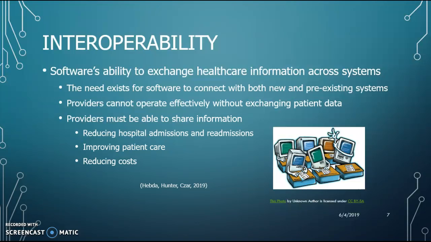Interoperability. This is the software's ability to exchange healthcare information across other healthcare information systems. The need exists for software to connect with both the new and the pre-existing systems. Providers cannot operate effectively without exchanging patient data. Providers must be able to share information. By sharing information, it reduces hospital admissions and readmissions. It improves patient care, and it certainly reduces the costs of health care.